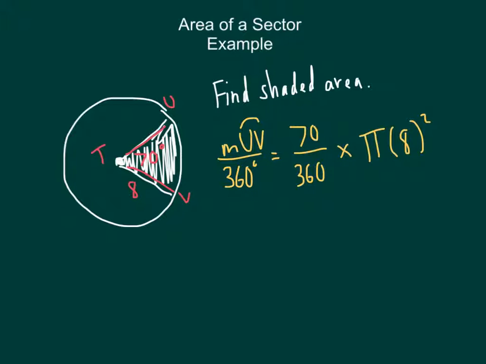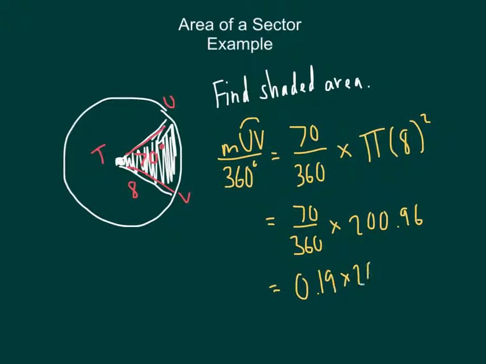So we're going to multiply the 70 over 360 times pi times 8 squared. When we do all this math here, we're going to multiply 70 over 360 times this area, and the area we get here is 200.96, and then 70 over 360 works out to about 0.19, and when we multiply 0.19 times 200.96, what we get is 38.18, and that's our area for this sector right here. No units given, so we'll just leave it at 38.18.